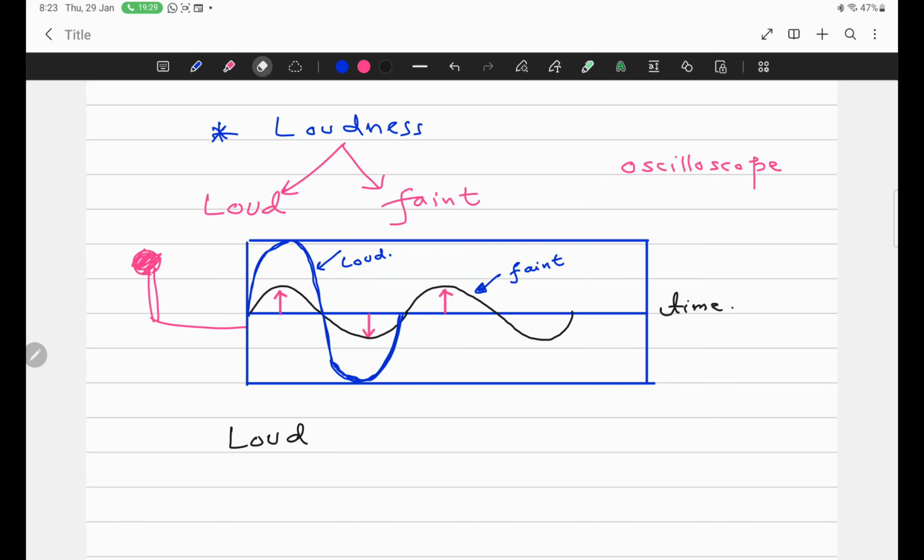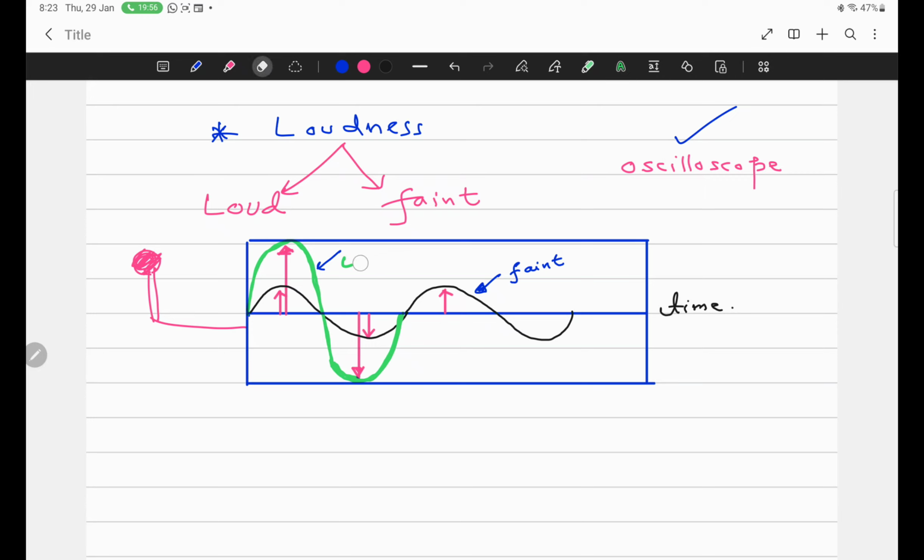Sir, when a sound wave is displayed on an oscilloscope, if the sound is loud, then its amplitude will be large. You can see the height of the wave is large. If the amplitude of the wave is large, then such a sound is called a loud sound.